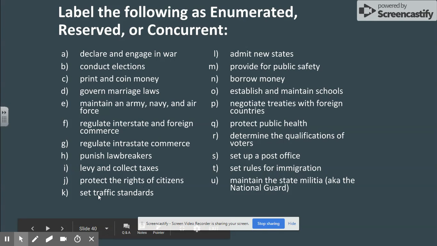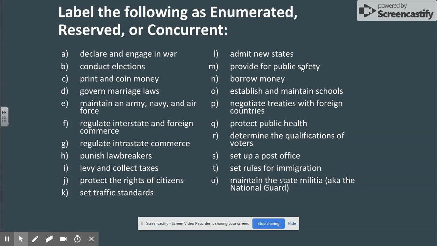Now, setting traffic standards is mostly reserved, but on the highways, it's concurrent because highways go between states. Really, anytime something goes between states, the national government is going to control it. But if it's just in your city, that's going to be MoDOT, the Missouri Department of Transportation, so that's a reserved power. The national government's also in charge of admitting new states, enumerated. They provide for the public safety and help protect us.